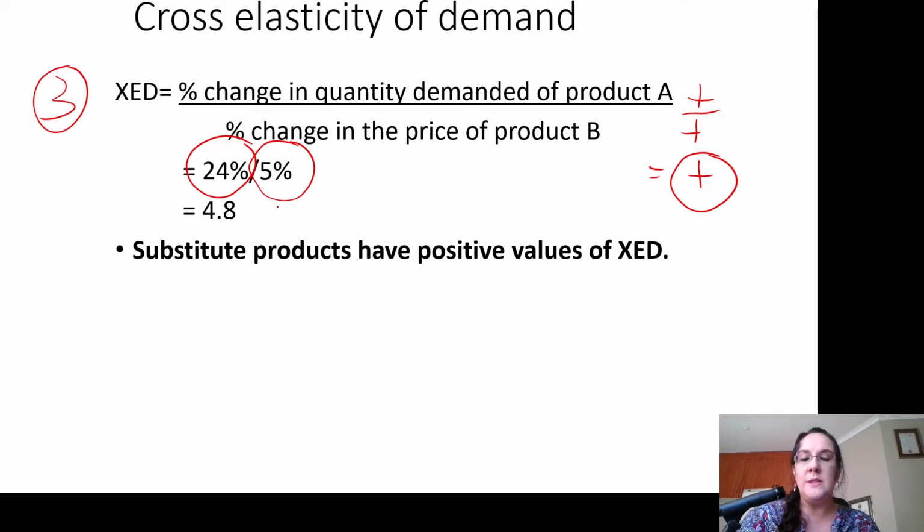Going back to when we did PED, we said that if the value is greater than 1, it is elastic. If it is smaller than 1, it is inelastic. So this value of 4.8 is telling me that this product is a substitute because of the sign, and it's telling me that it is relatively elastic because 4.8 is greater than 1.